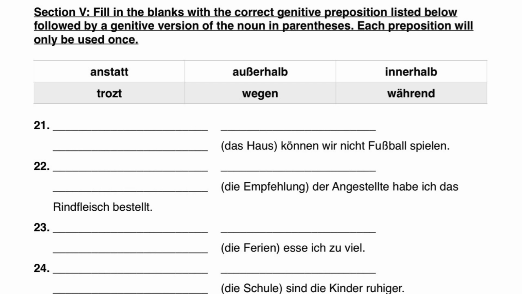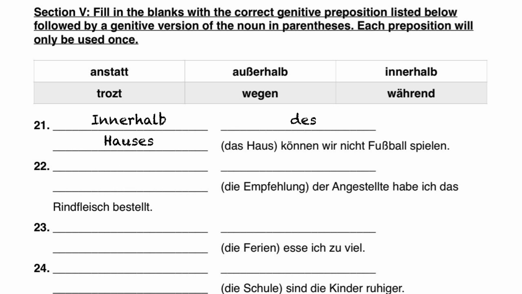So the first one here, it says, something about the house, können wir nicht Fußball spielen. We cannot play soccer. It could be inside of the house, it could be outside of the house, it could be because of the house, but this one we're going to use inside the house because mom would get upset. So we start off our sentence with Innerhalb, inside, then we want of the house, so we say des Hauses. We have des because house is a neuter noun, and we have Hauses because it's a single syllable word, and so we have to add that es to the end of it whenever it's neuter or masculine.